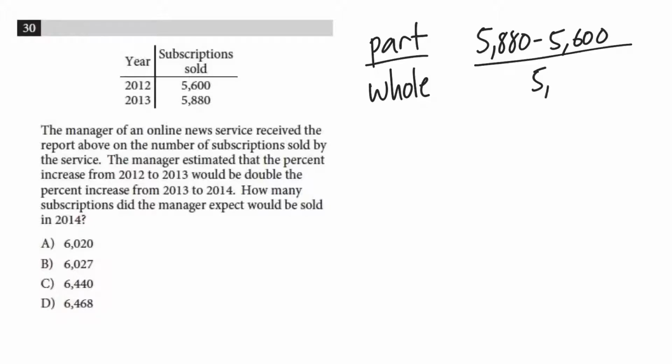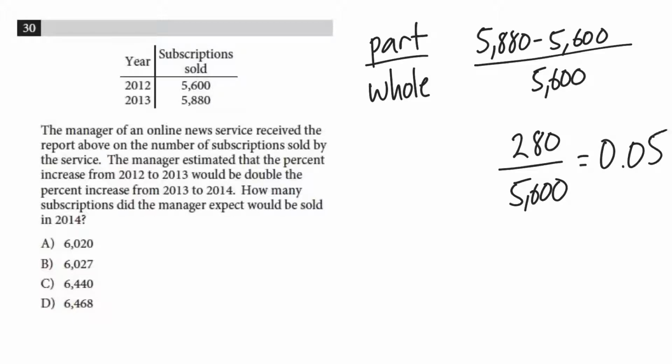So that'd be 5,600. Okay, so that's going to be 5880 minus 5600. That's going to be 280 out of 5600. Okay, so I'm going to take a calculator out. I'm going to do 280 divided by 5600. And I get that that's 0.05. Well, that's a decimal, so multiply it by 100, we get the percent increase was 5%.